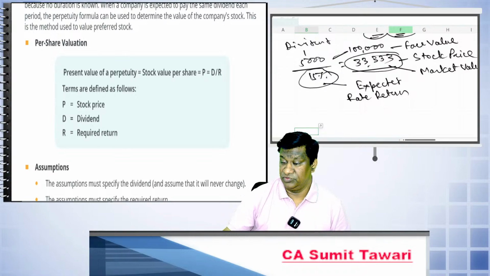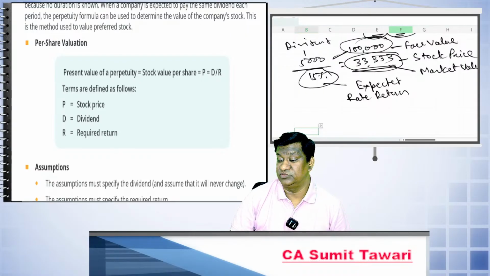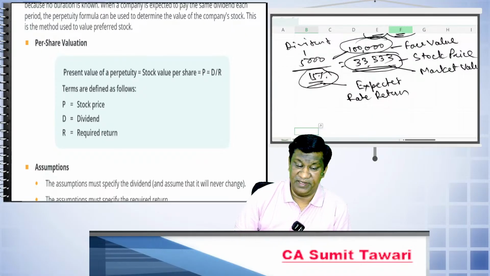Even though the face value is 100,000, if they can pay 5,000 per year perpetually, and your expected rate of return is 15%, then you should not invest more than 33,333. Clear?